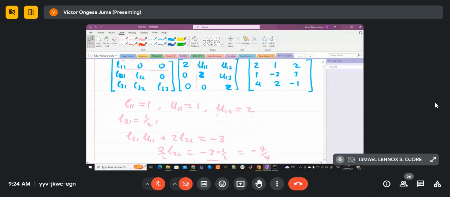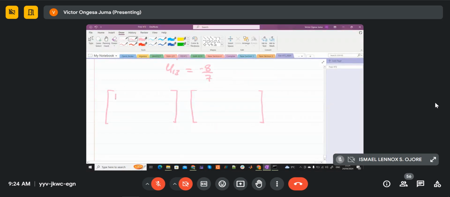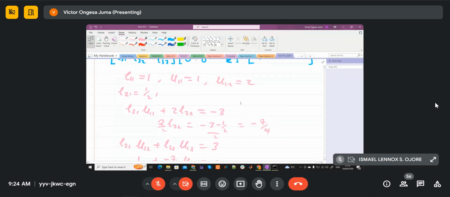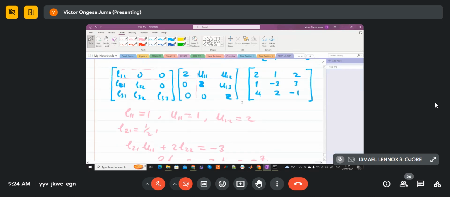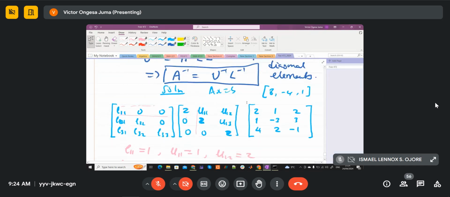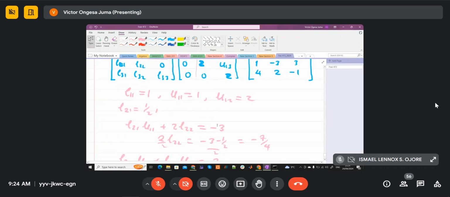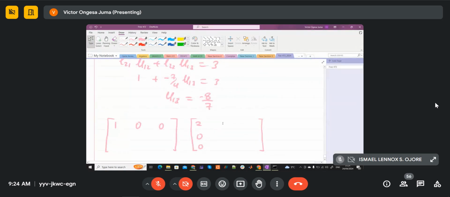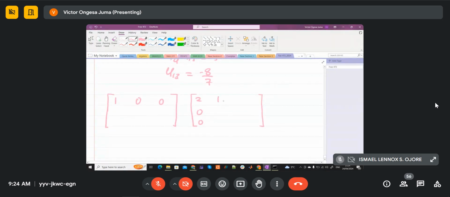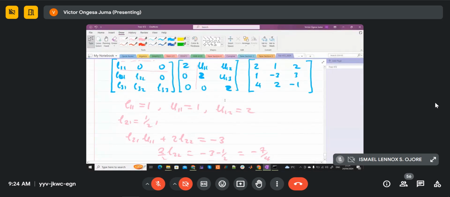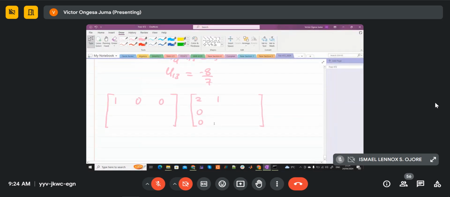We found L11 to be 1, and then 0, 0. And then we found U11 to be 1. That is 1. We found, so it is 1, 2. And then 0.